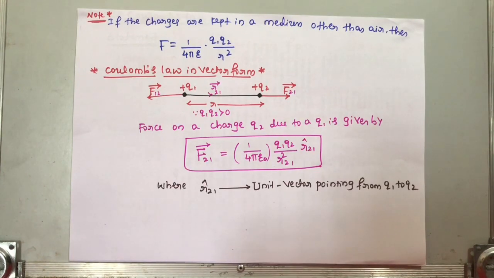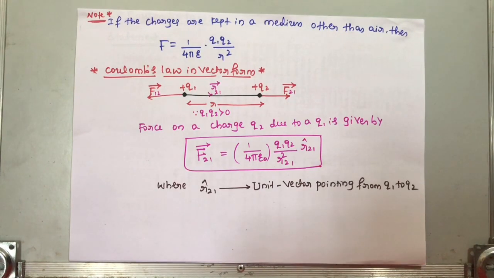Suppose you write Coulomb's law, it means only F is equal to 1 divided by 4 pi epsilon naught q1 q2 divided by r square. Suppose in your examination they ask you to write Coulomb's law in vector form. Now you can write vector F21 is equal to 1 divided by 4 pi epsilon naught q1 q2 divided by r square into unit vector r cap 21. Here 21 indicates the vector pointing from q1 to q2.